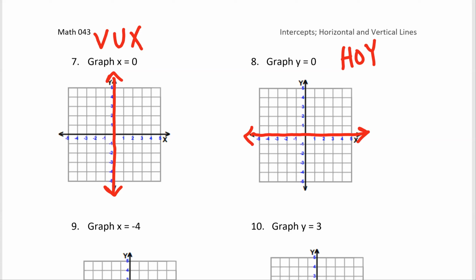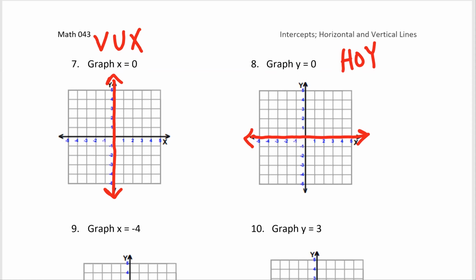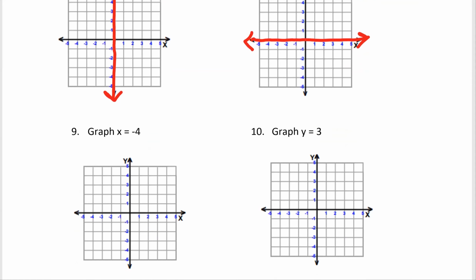So y is equal to 0 is a horizontal line going through a y value of 0.